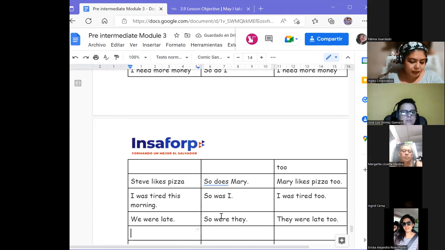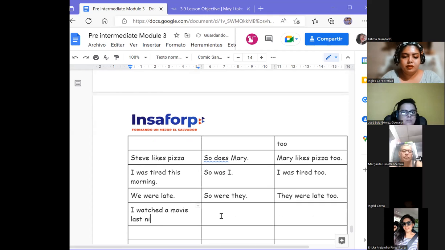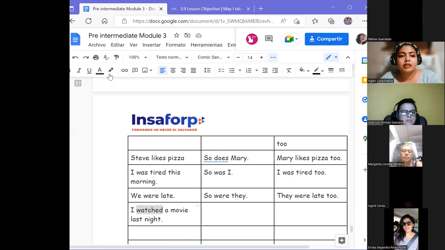Another one, and it says, I watched a movie last night. So in that case, we don't have the auxiliary, but we know that we are going to use the auxiliary do to make the answer. But in this case, we are seeing that we have this verb in past. So in that case, we are going to use the auxiliary do in past. So in this case, we are going to use this. So did I. And for the long sentence, I watched a movie too.